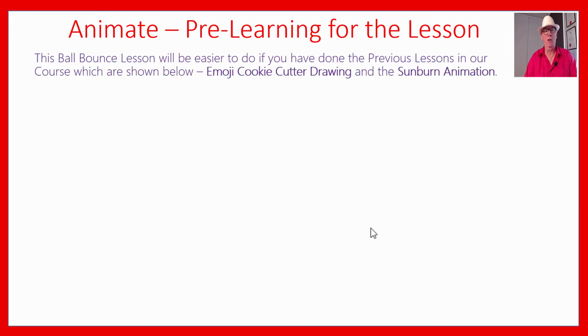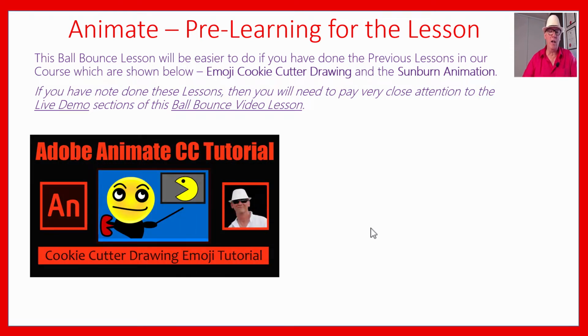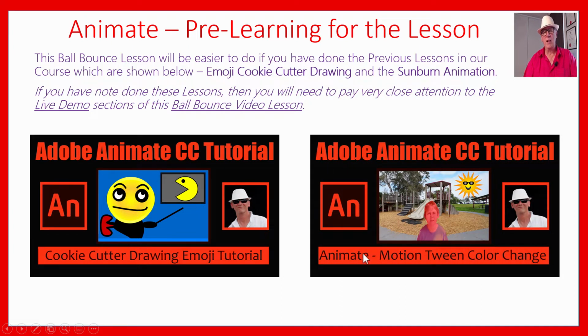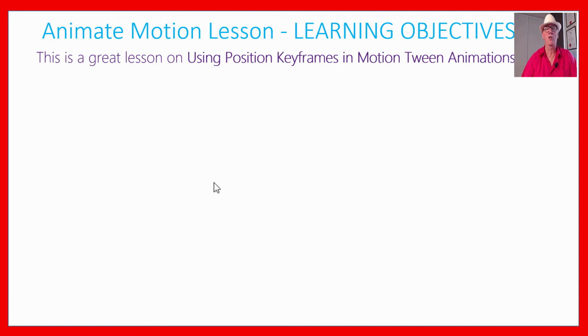Now, recommended pre-learning for this lesson: it's going to be easier if you've already done the cookie cutter emoji tutorial, and you know how to do cookie cutting of shapes, and you've also done the basic motion tween color change animation. If you've done those two previous lessons, it'll be all right. You can do this ball bounce lesson without them, but make sure you pay very close attention to where we do the live demo, because we'll be showing you these skills as we do it. We recommend you've done them previously, because you should do our course in the order of the videos in the YouTube playlist.